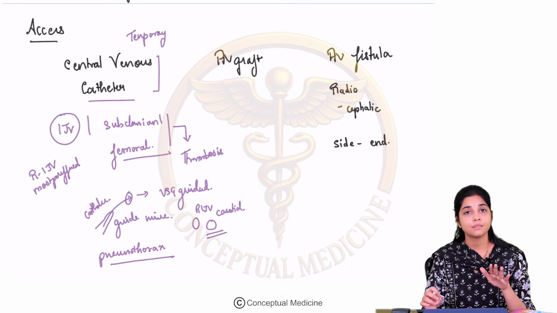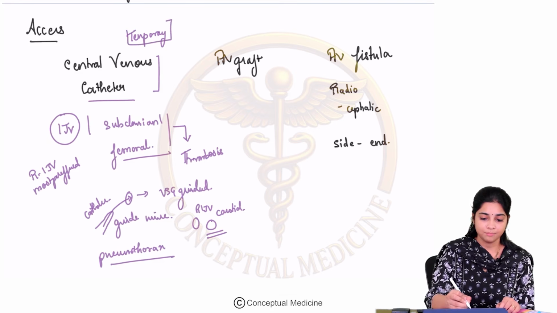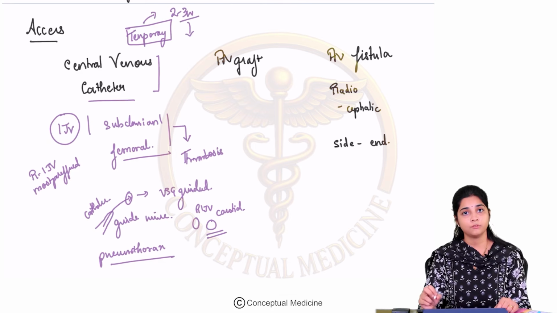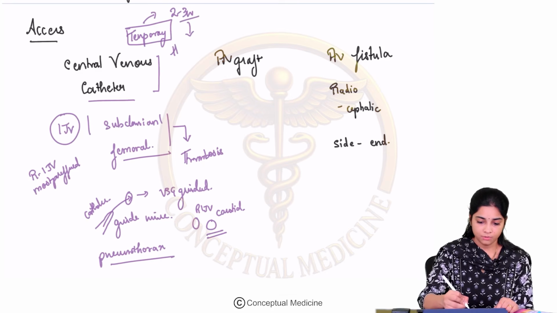Okay, so that is about your CVC access. But this CVC access is a temporary access. You can use it only for about 2 to 3 weeks. Beyond 2 to 3 weeks, there will be a lot of complications like thrombosis, like catheter related infection.